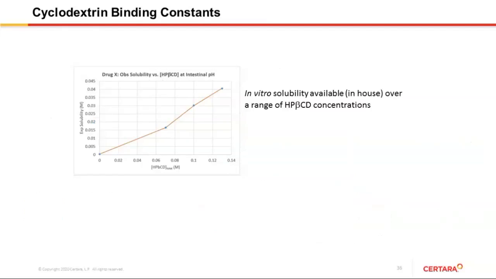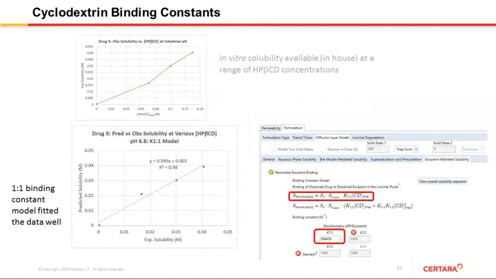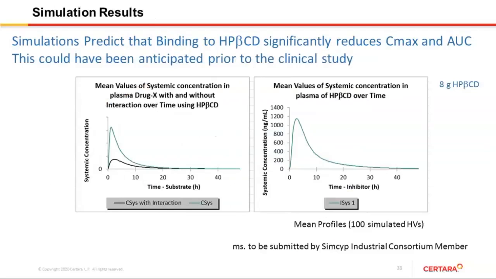The pharma company were able to generate solubility data in the presence of varying concentrations of the cyclodextrin. We then fitted a one-to-one binding model using a single binding constant to explain these solubility data. And then this was input to the PBPK model that you can see on the right here.